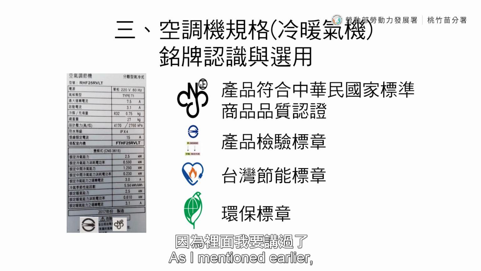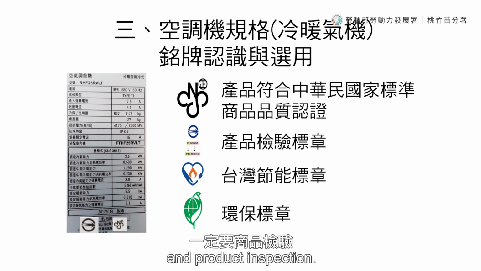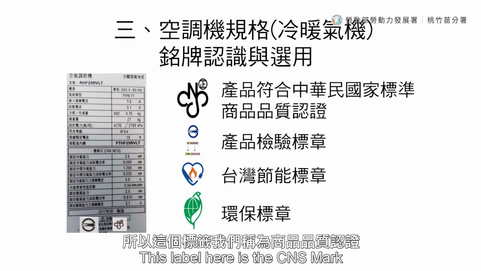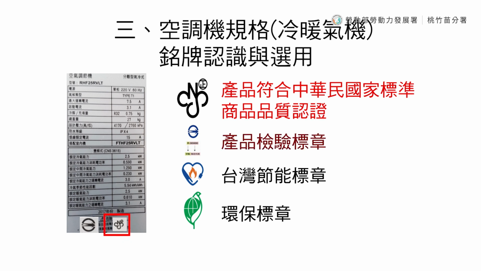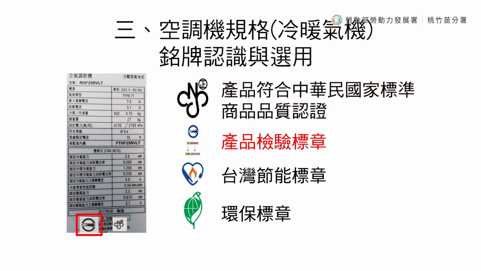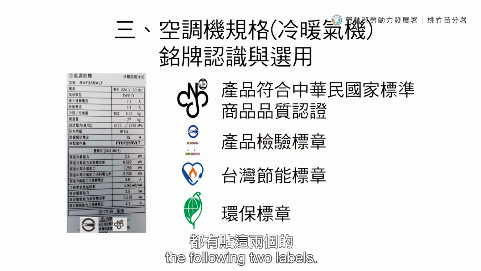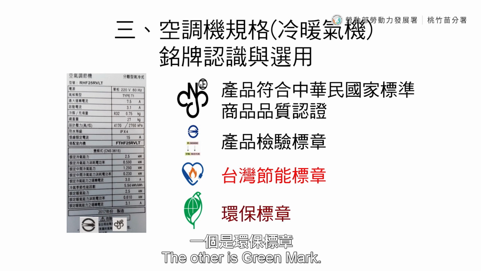As I mentioned earlier, electricity safety is very important, and product inspection. This label here is the CNS mark, issued by the government. The second label is the product safety mark. Every AC unit will have the following 2 labels. One is the energy label. The other is the green mark.